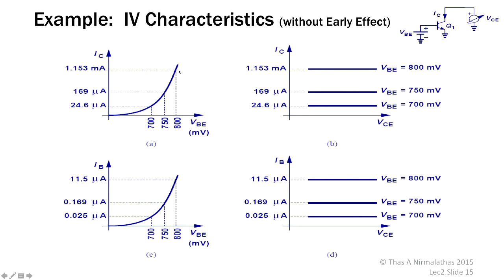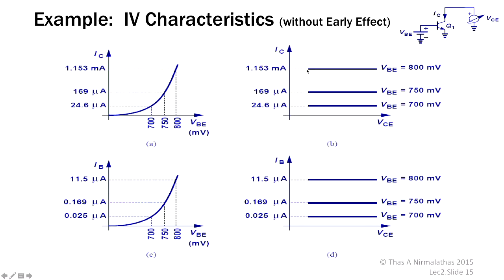So this graph is obvious. See, 800 millivolts, only 100 millivolt difference, but then you can see that it became 1.15 milliamps. See, 24.6 microamps to 1.153 milliamps. Big variation in the collector current.